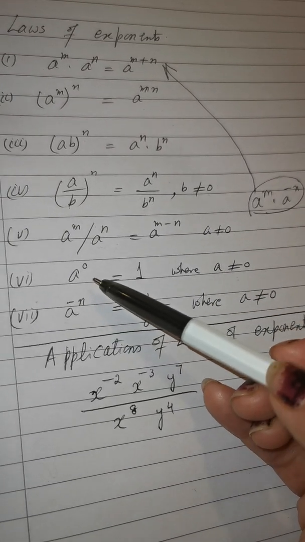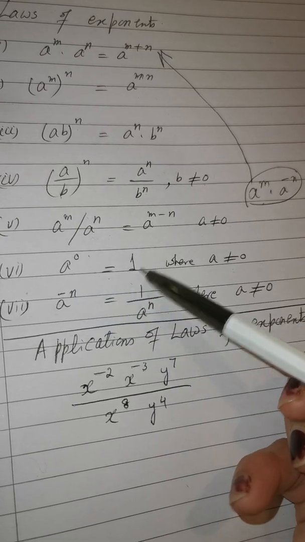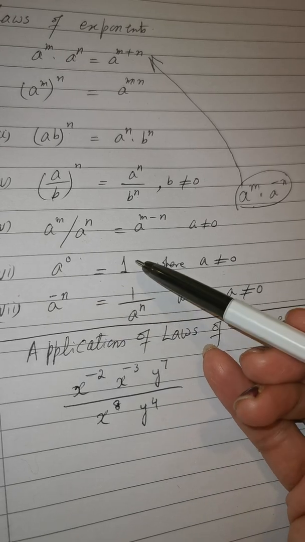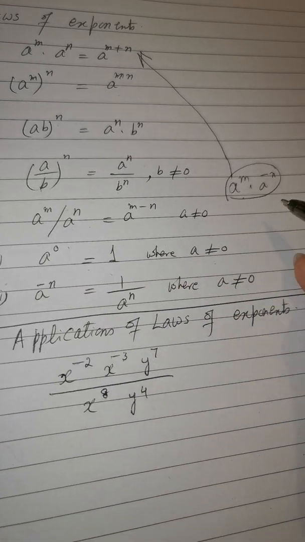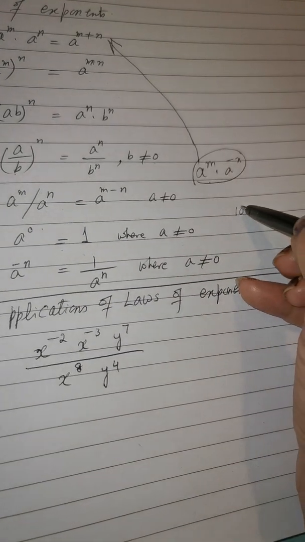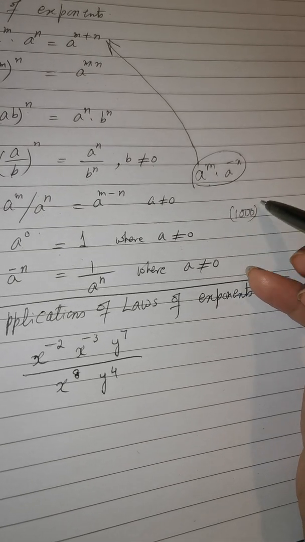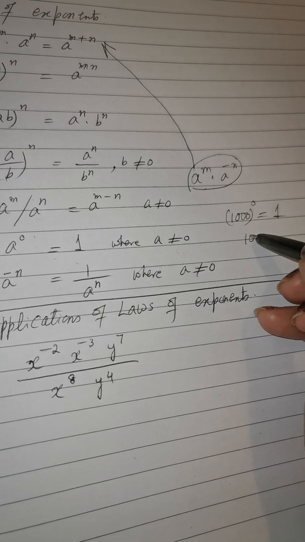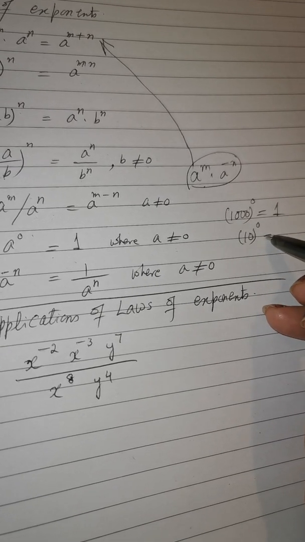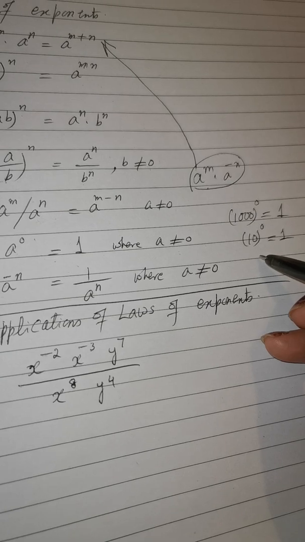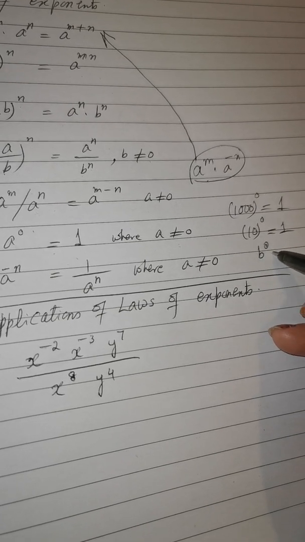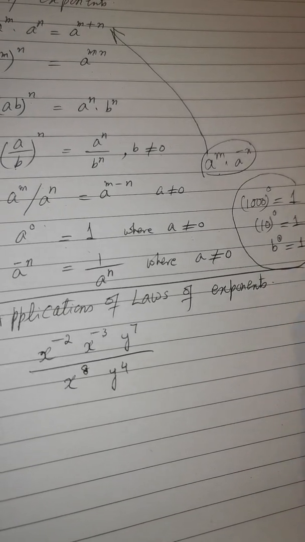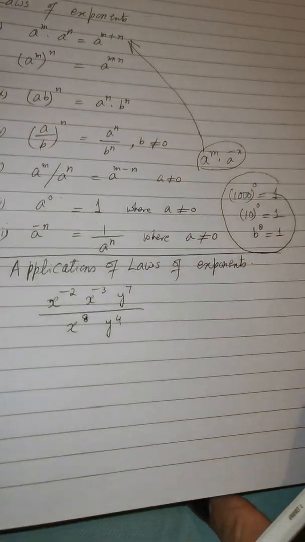And the sixth property is a power 0 is equal to 1. Whatever thing has power 0, it is always equal to 1. If we have a number 1000, its power is 0, it means it is equal to 1. If we have a number 10, its power is 0, it is equal to 1. If we have b, its power is 0, then it is equal to 1. So you have to remember this very important property, right?